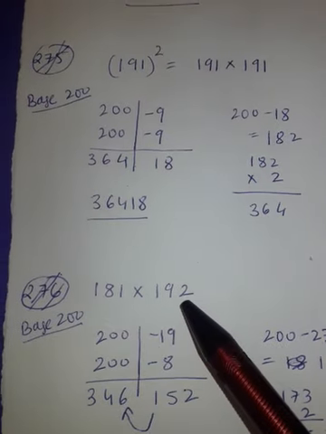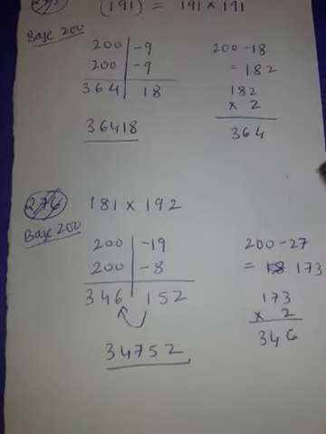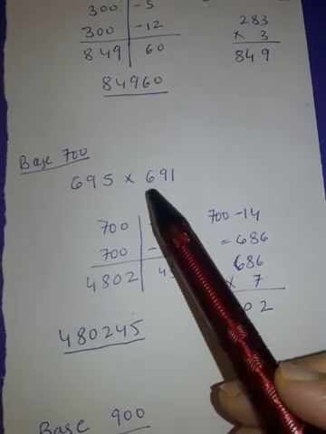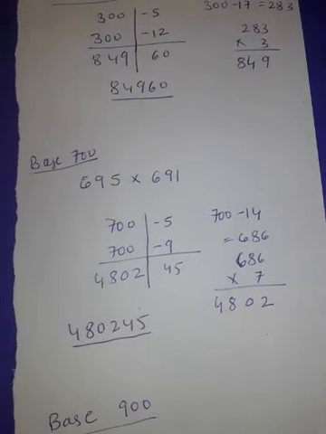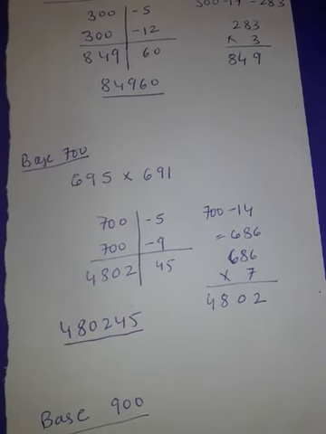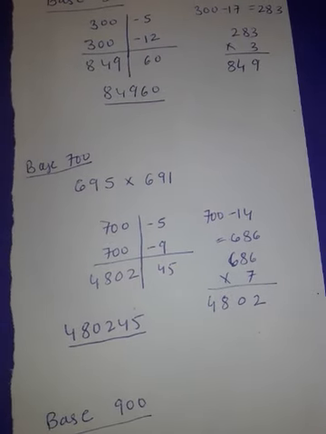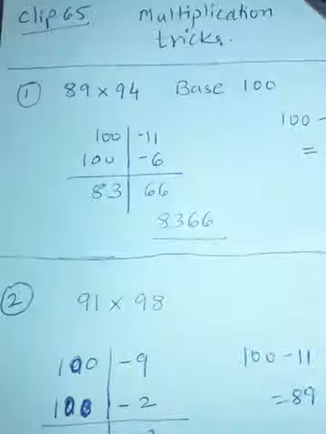Say 181 into 192. Again both less than 200. Or if we take this example, 695 into 691, both less than 700. So this type of multiplication tricks we are going to learn today. So let's see how it goes.